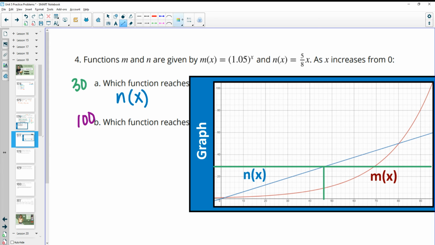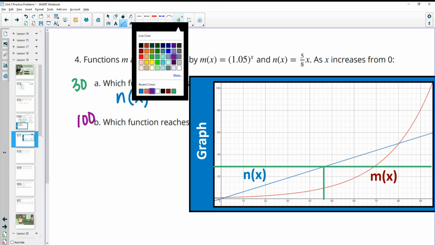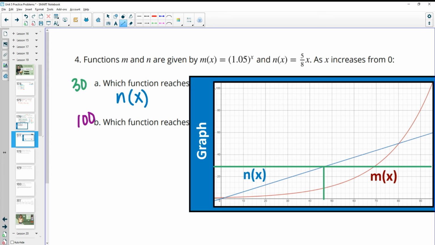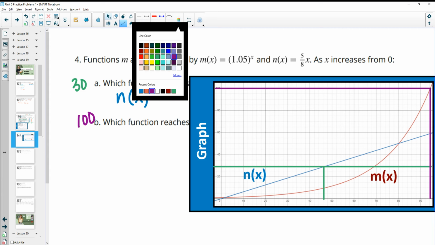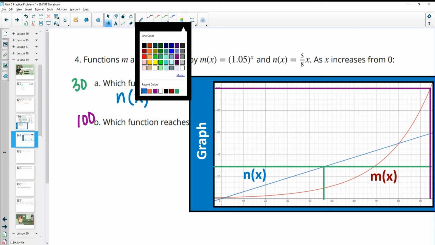And which function hits 100 first? So if we go up to 100, which function hits 100 first? And we can see that it's this one because the other one doesn't hit it till off the screen. So that one is m of x.